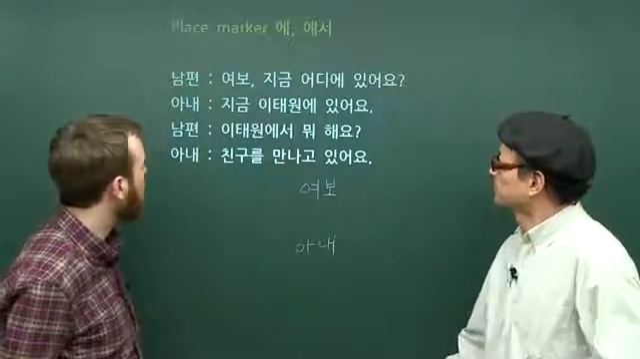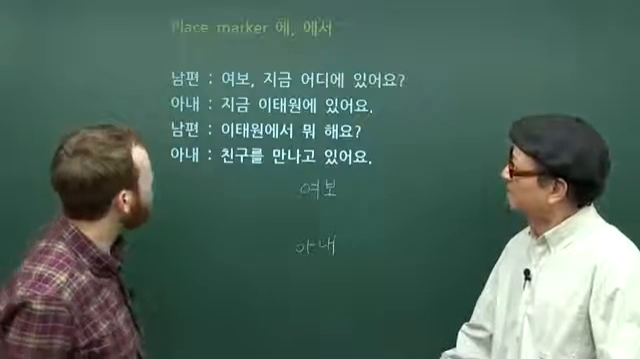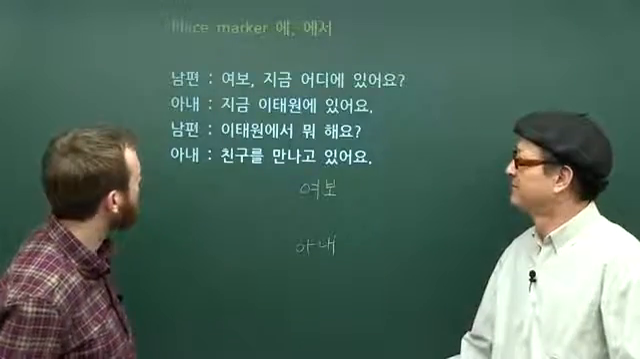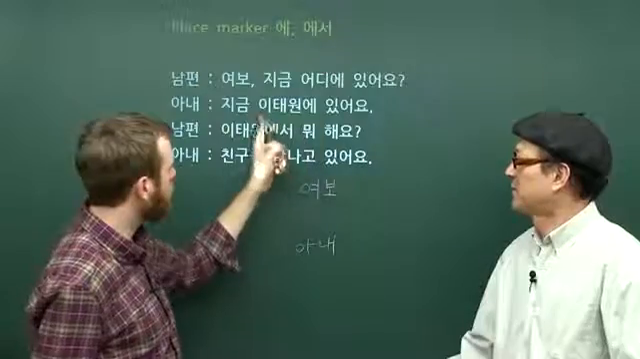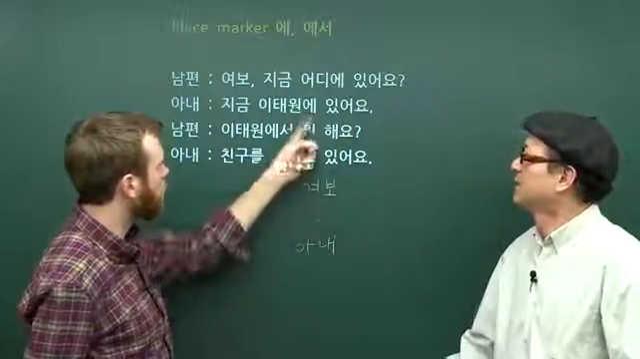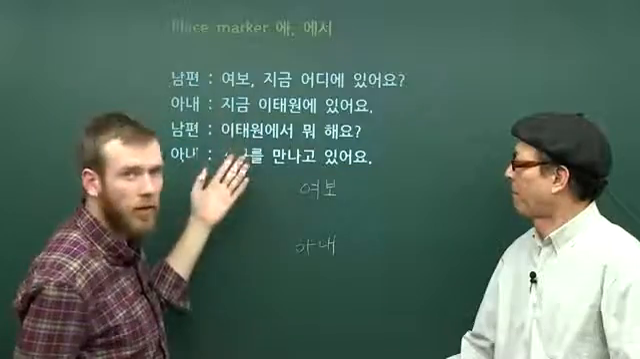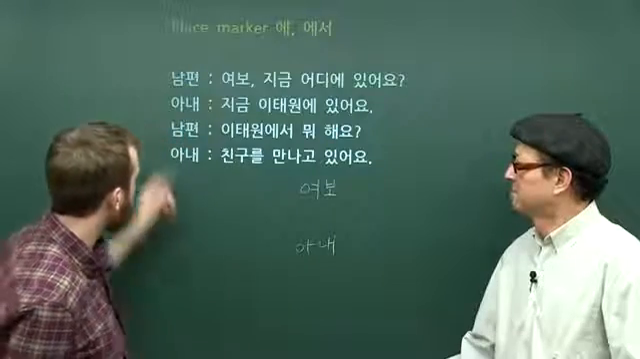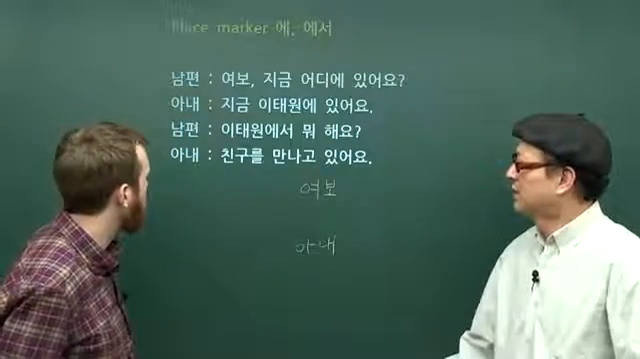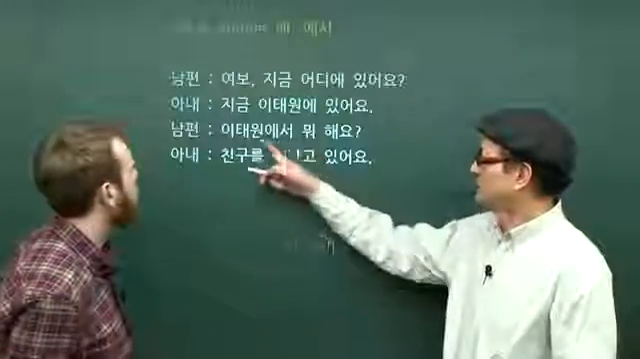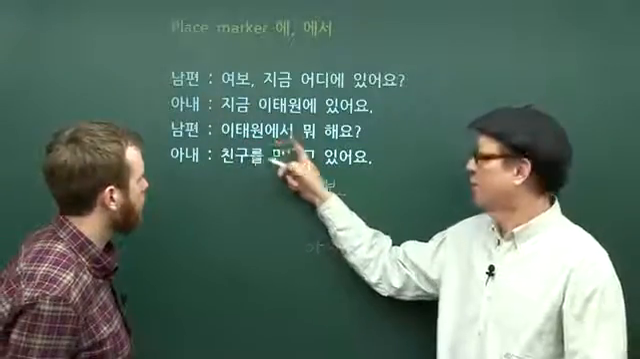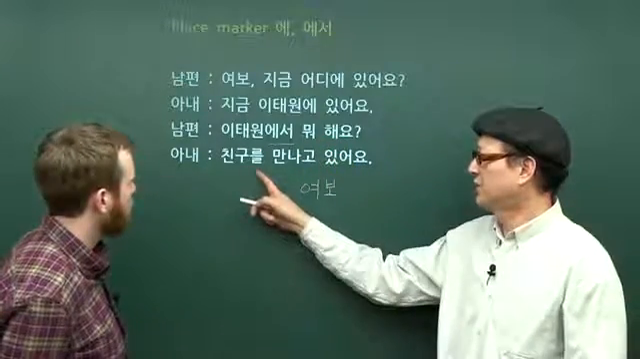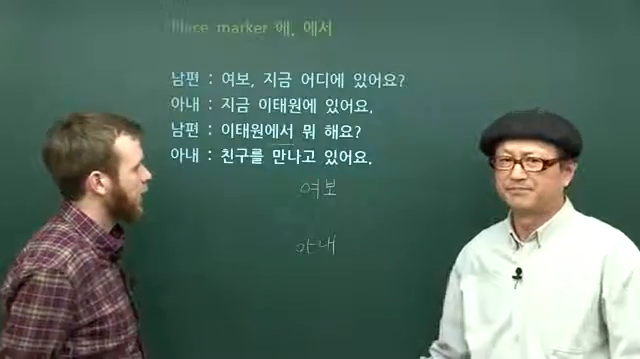And what does the wife respond? 지금 이태원에 있어요. Again, now I'm in Itaewon. So 이태원에 있어요. So our place marker. So the question is, where are you? 어디에 있어요? 지금 이태원에 있어요. We've got a bit of a different question here. 이제 이태원에서 여기 있어요. Same place. 근데 이태원에서 뭐 해요? What do you do? 친구를 만나고 있어요.